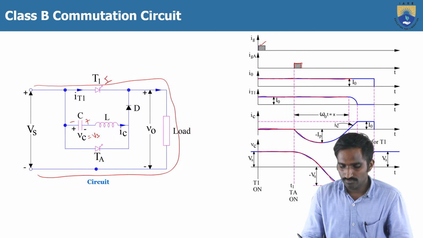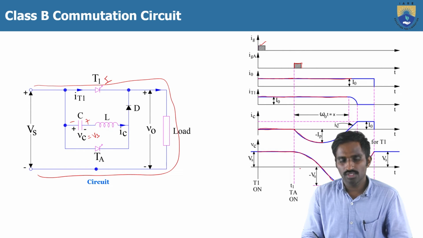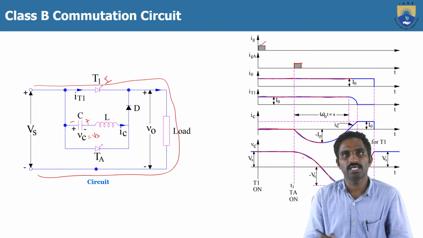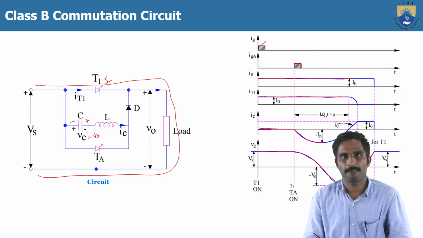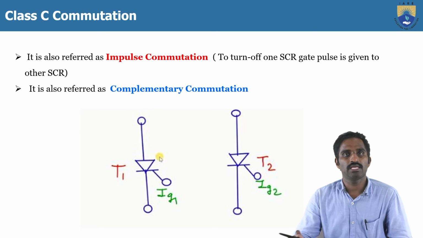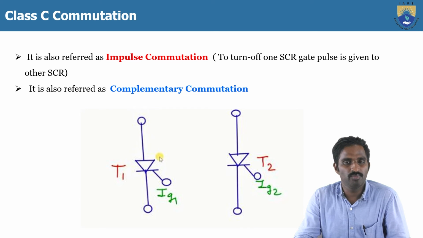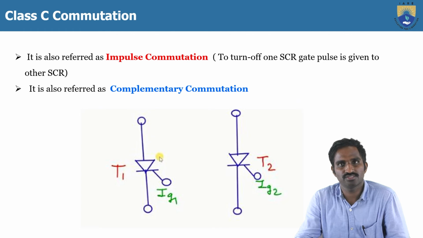Okay, so this is how the output waveforms look for the class B commutation circuit. Then we will go for the class C commutation. This is also called impulse commutation and also called complementary commutation. Why are we calling this commutating technique complementary commutation?